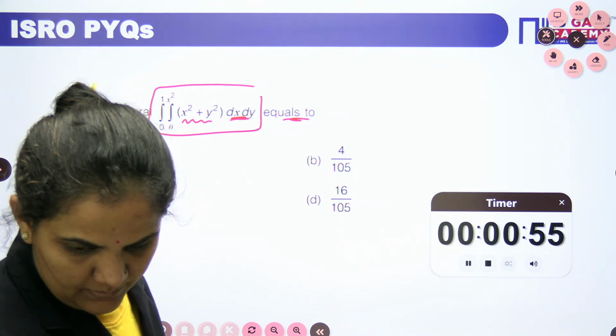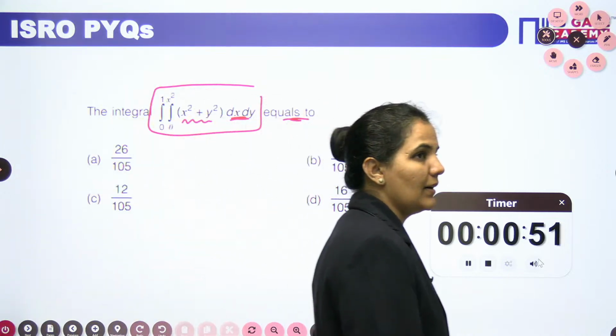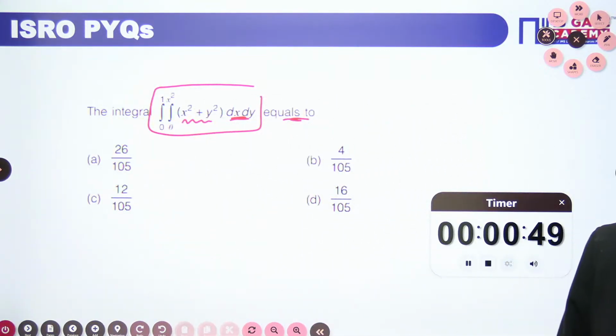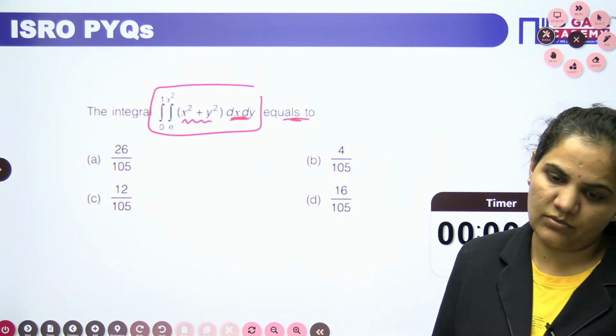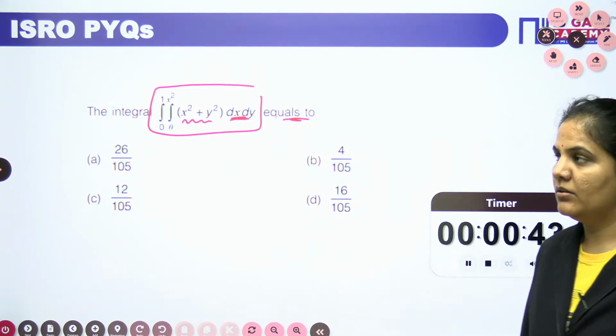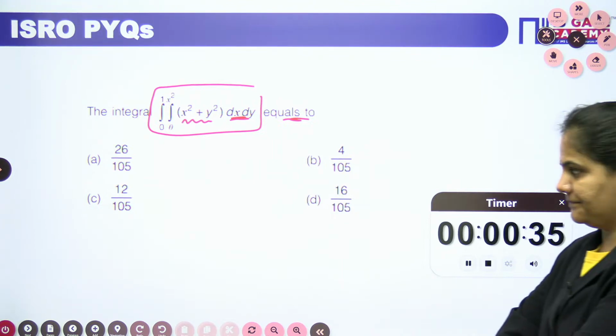Here we are not able to integrate both the things together. Why? Because we don't have the constant limit here. So we are not able to solve both the integrations together. We need to integrate one by one.